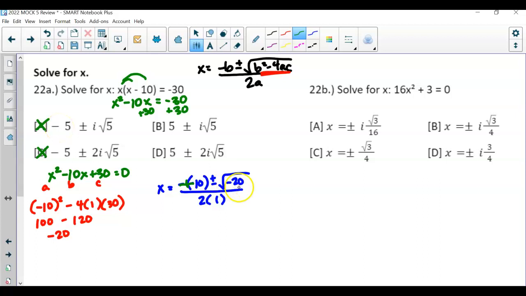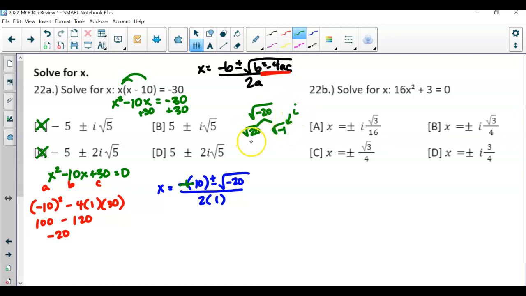Here I can also simplify the square root of 20. Now remember, do not divide. Always focus on the radical first here and simplify. So I can simplify the square root of -20 to, well, I know that that's 20 and -1 because the square root of -1 is i.